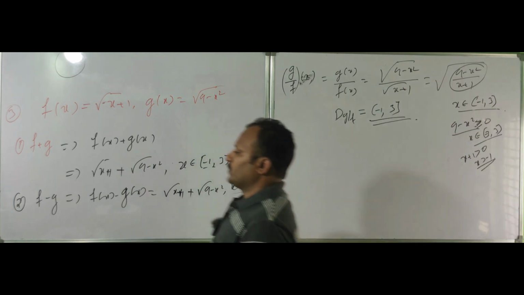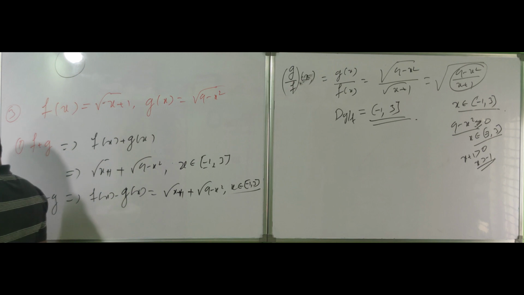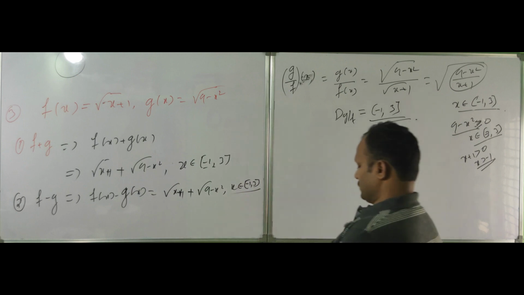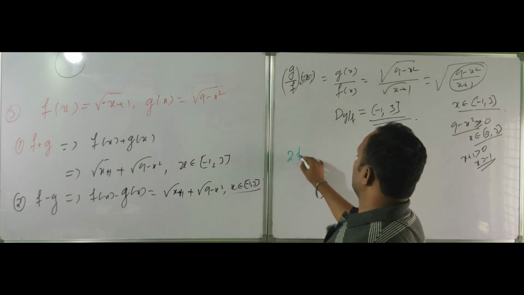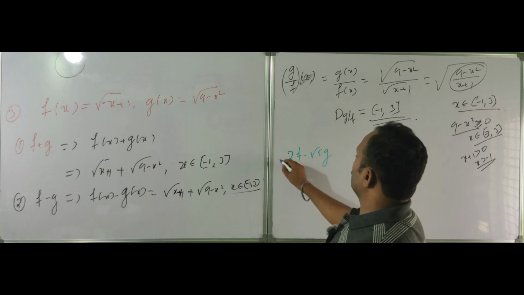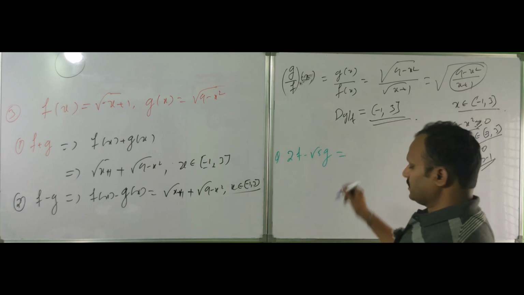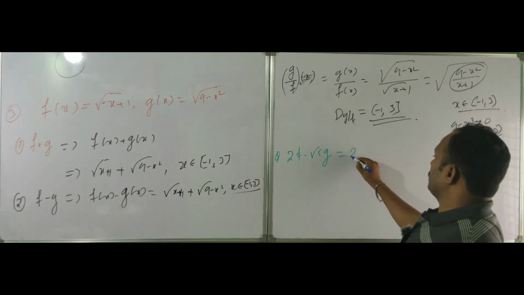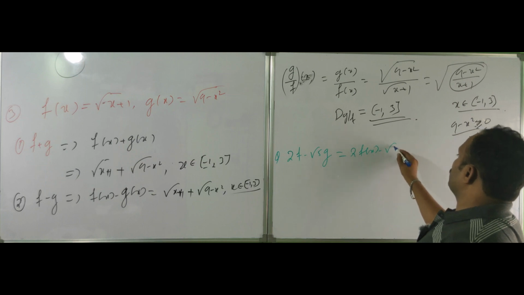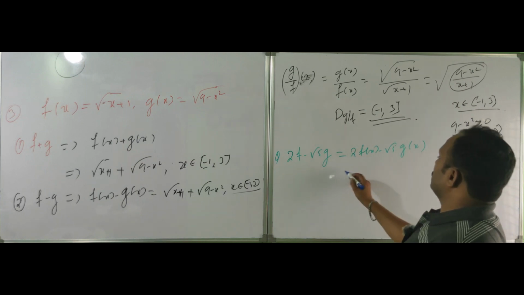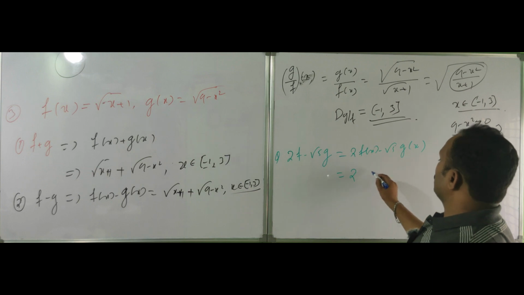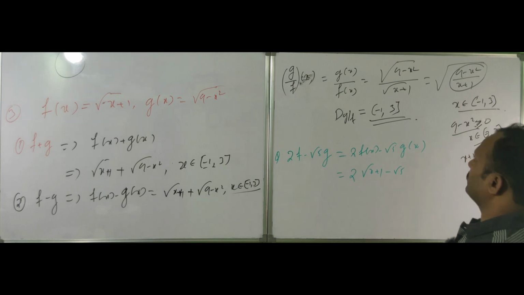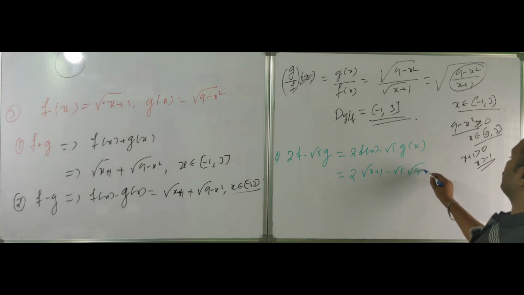Okay, the domain is from minus 1 to 3. Next is 2f minus root 5g. Okay, the next question is, this is equal to 2 into f of x minus root 5 into g of x. This is equal to 2 into, what is f of x? Root of x plus 1. Then minus root 5 into g of x, which is root of 9 minus x square.